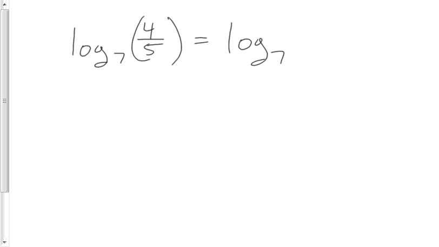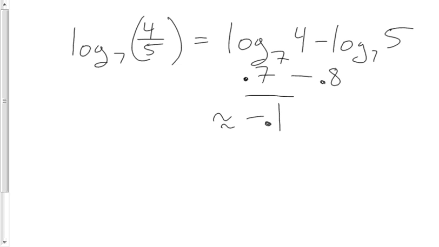So 18 is very similar. It's a little more straightforward because we can clearly see what the factors are. So if we have the 4 over 5, and we know what log base 7 of 4 and log base 7 of 5 are, we can apply the quotient property and say this is log base 7 of 4 minus log base 7 of 5. Well, log base 7 of 4 is approximately 0.7, and log base 7 of 5 is approximately 0.8. So the difference of that would be approximately negative 0.1.